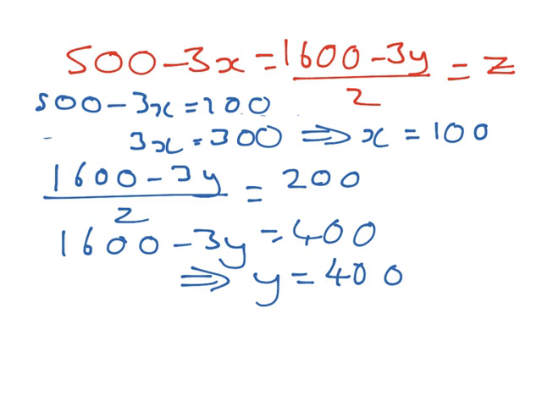So there we go. Just by a bit of trial and error, I've got a value for x of 100, a value for y of 400, and a value for z of 200.